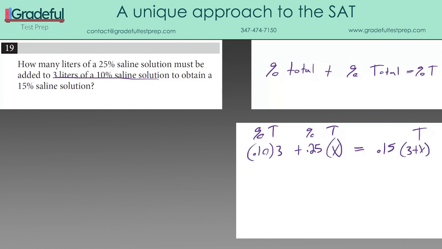So 0.10 times 3 is 0.3 plus 0.25x equals, and then now we can distribute 0.15 times 3 is 0.45 plus 0.15 times x, which is 0.15x.